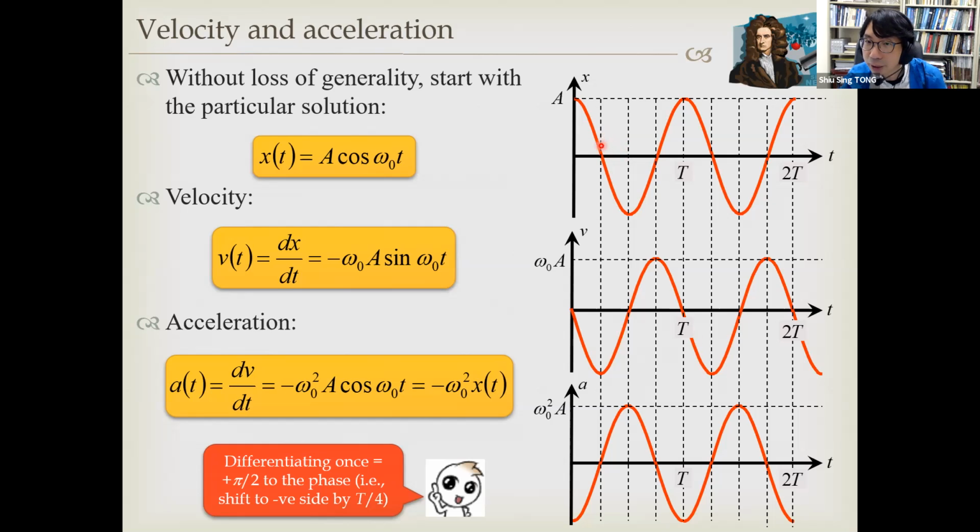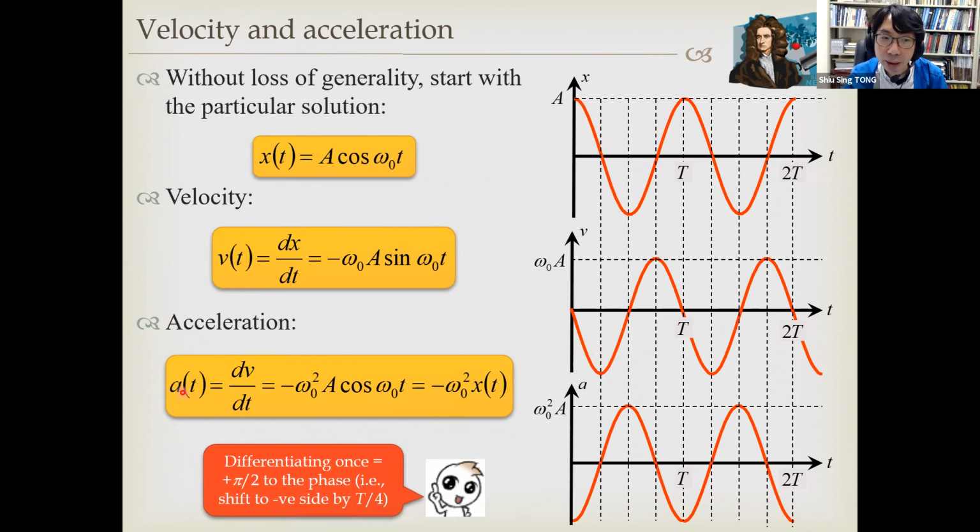Now, if you examine these two curves, you will find that the velocity curve is simply the displacement curve shifted to the negative x direction by a quarter of a period. If you imagine this curve shifted towards the negative x direction by a quarter of a period, you produce the velocity curve. Is that right?